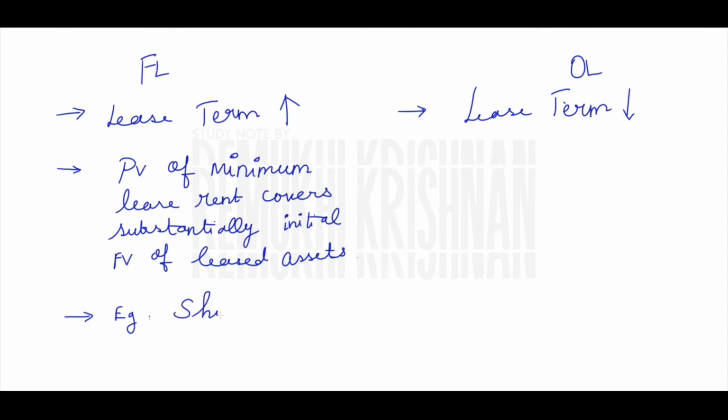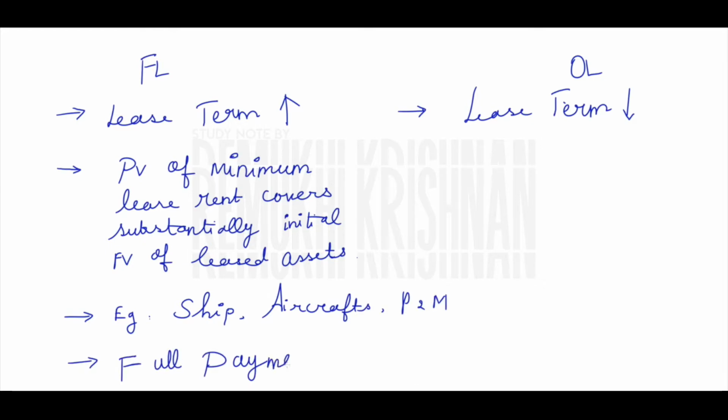Okay. So what are the examples of finance lease? Finance lease examples are ship, aircraft, plant and machineries. Finance lease is also called a full payment lease. Very important point. Sometimes you would know what is meant by finance lease, but if you just miss this point that it is also known as full payment lease, even if they ask the question on finance lease in the name of full payment lease, you might miss the opportunity to derive the value by marks.